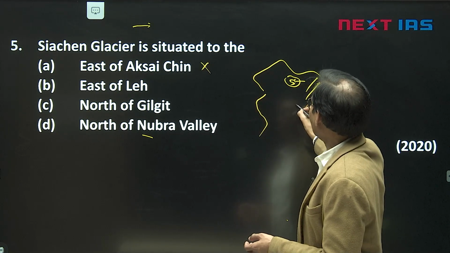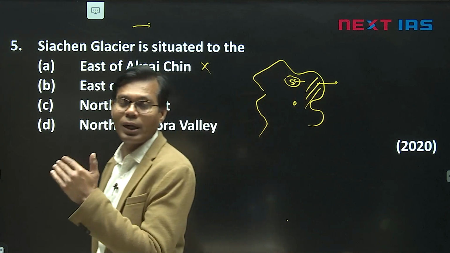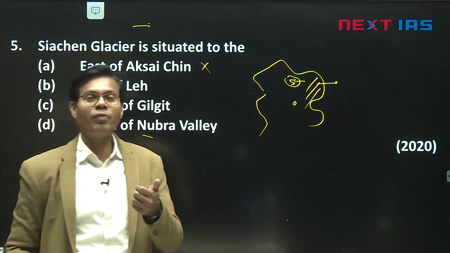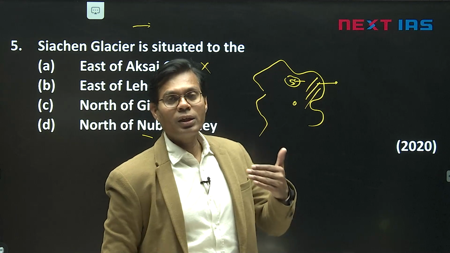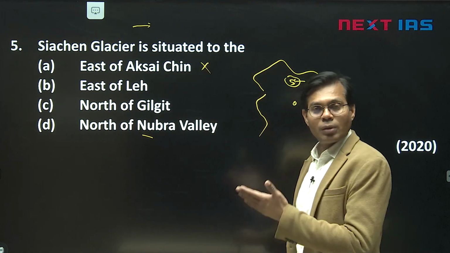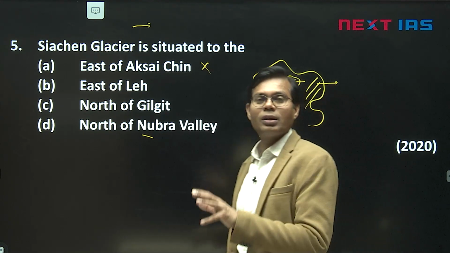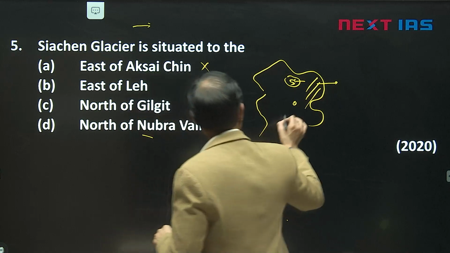Leh is the headquarters of Ladakh. There are some famous towns of India we have to be aware of. Like in Ladakh, the most famous is Leh. Another is Kargil. Similarly, in Kashmir we have Srinagar, Amarnath and Jammu. So you can also remember a few names state by state. That would be helpful. Leh is here.